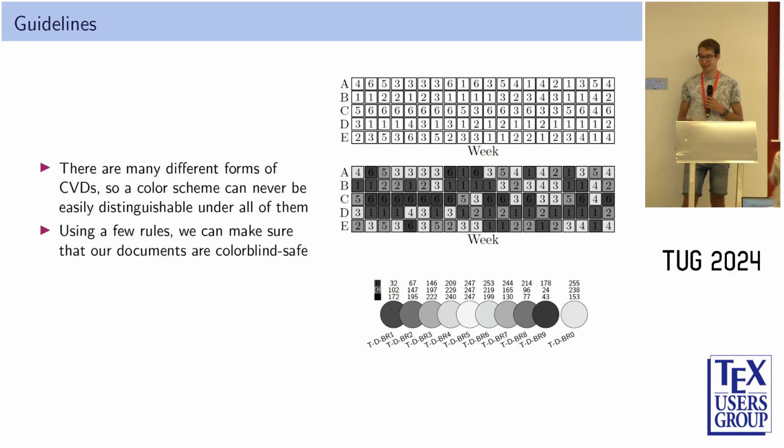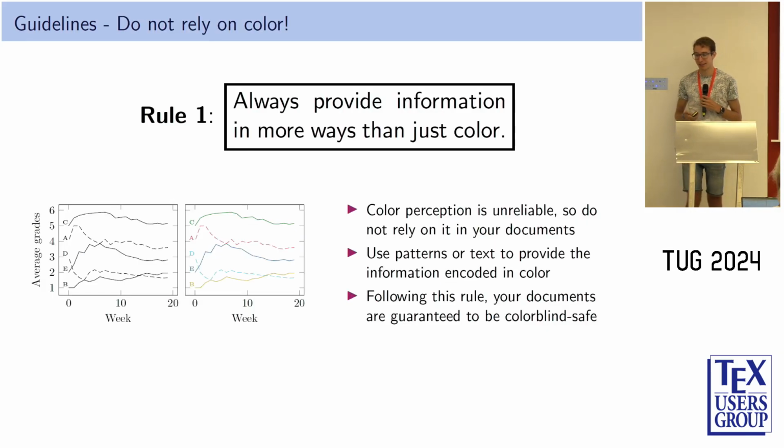Now if we look at the plot with the grades from before, it's a lot harder to distinguish the colors because both ends of the range look quite similar. Because of this, we need additional rules that we have to follow. There is basically one very, very important rule in colorblind-safe design, which you should always follow. If you follow that rule, your documents are at least guaranteed to be colorblind-safe. They might not be convenient, but it's a good first step at least. And that is, you should never rely on color only.